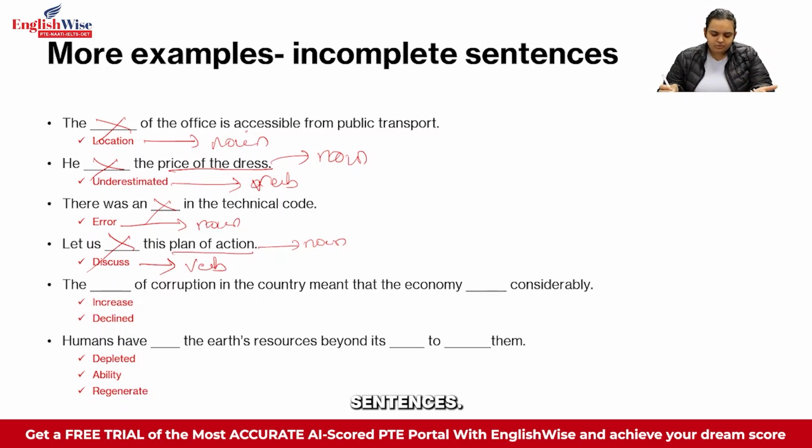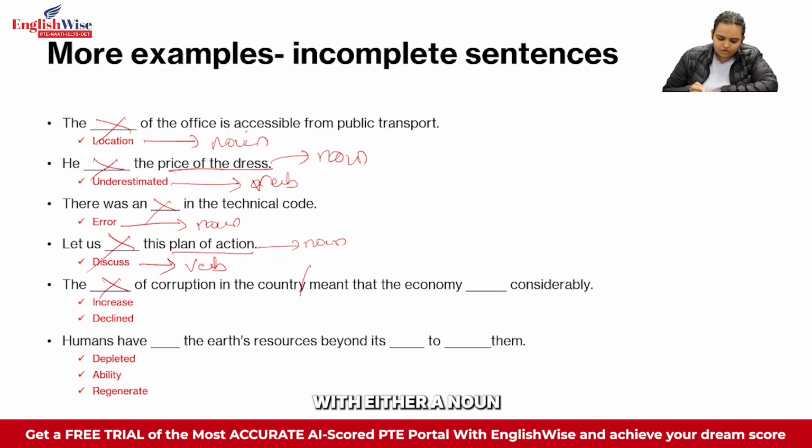Let us look at the other two sentences. "The dash of corruption in the country meant that economy dash considerably." Okay. Again, what I'll do is I will divide this sentence into parts and I will read them without the blank. So I will first read up till here without the blank. "The of corruption in the country." This doesn't make sense, guys.